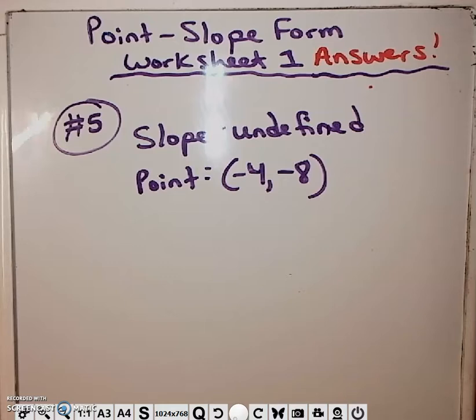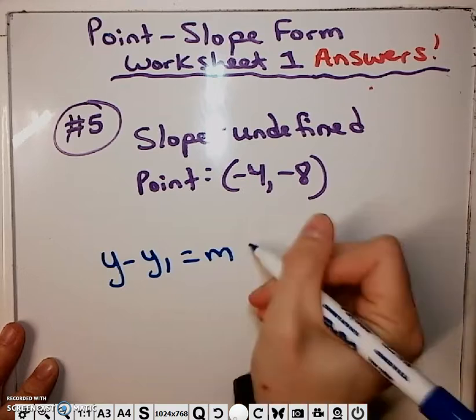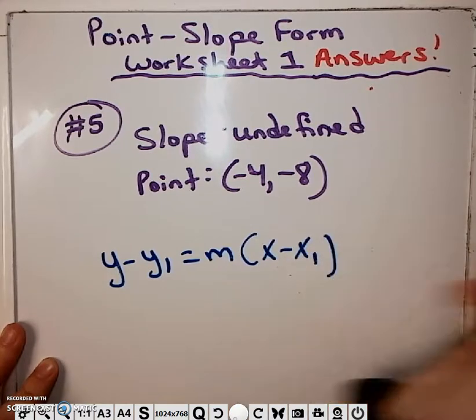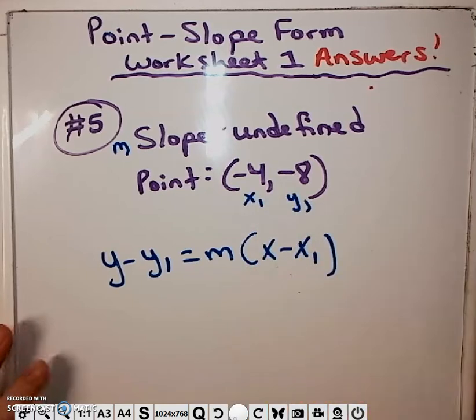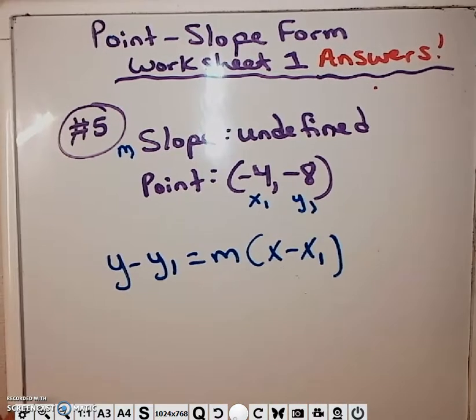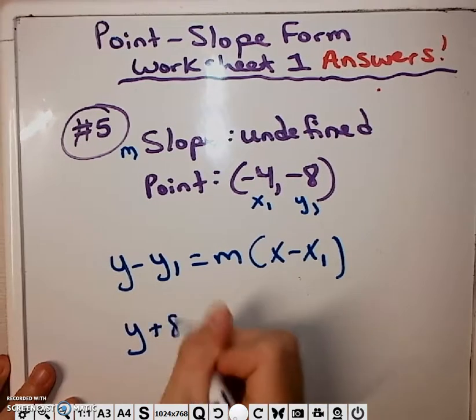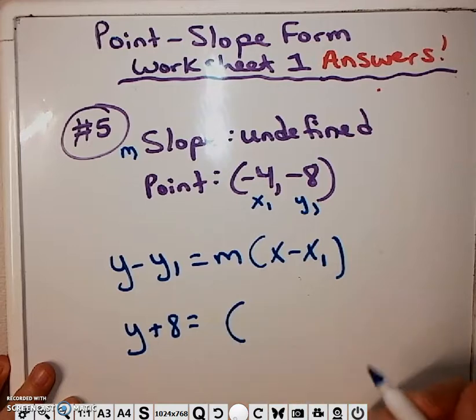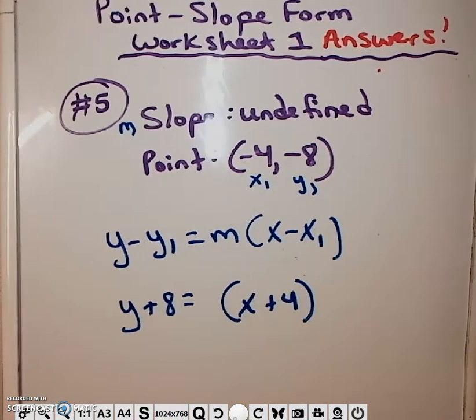Just to refresh, point slope form says y minus y1 equals m times x minus x1. My slope is m, and my point is x1, y1. I told you guys if there's no slope, just leave it blank. This is incorrect, and the reason why is, if you do it the way that I told you initially, this is what happens. We would get y plus 8 equals, if I leave m blank, x plus 4. Again, this is wrong.